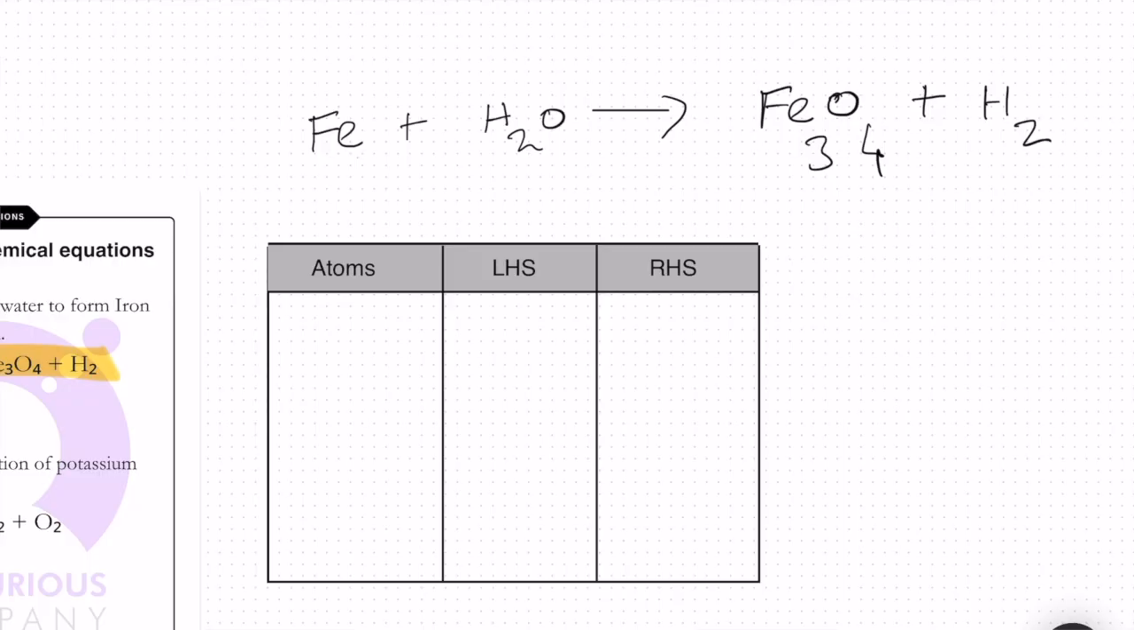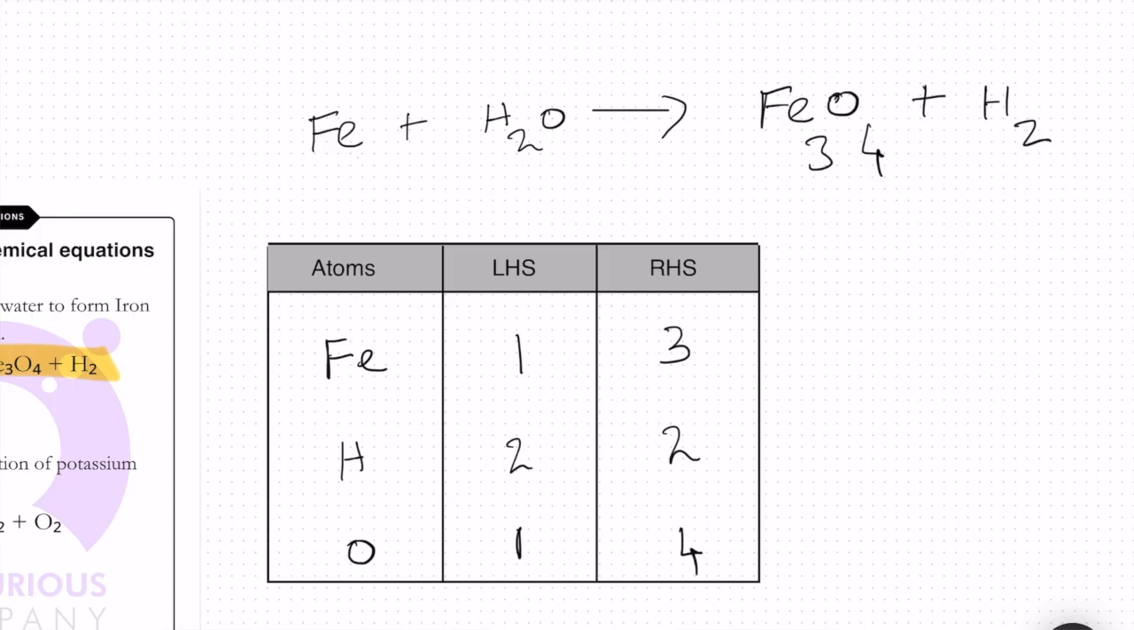So let's repeat the process by listing out the number of elements in both LHS and RHS. Let's consider LHS first. We have iron, we have hydrogen, and oxygen. So what are the number of atoms then? We have 1 iron, we have 2 hydrogen, and we have 1 oxygen. How about RHS then? So we have 3 iron, 4 oxygen, and 2 hydrogen.